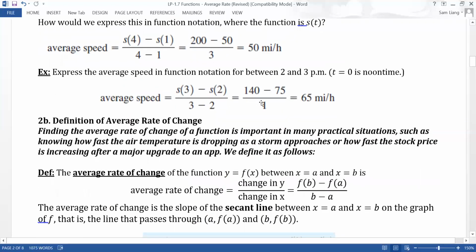And yeah, we just divide that by 3 minus 2. We're going to get 65 miles per hour. Okay, so 145 minus 75, that's 65. But with that being said, let me get to the definition of average rate of change.